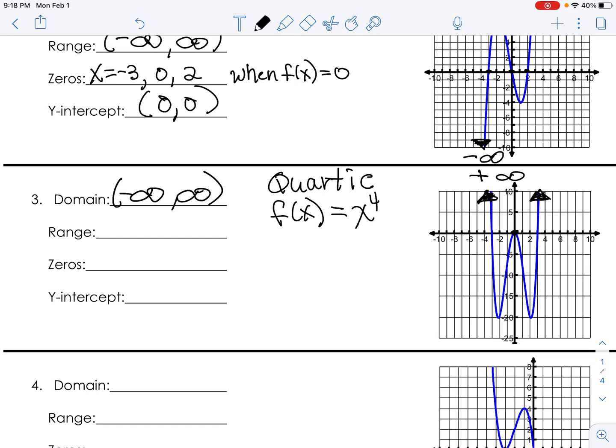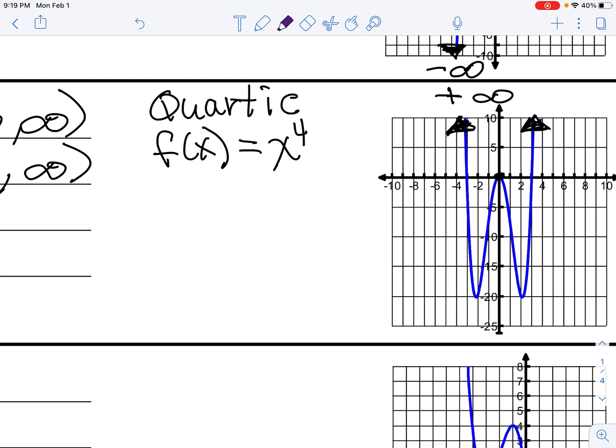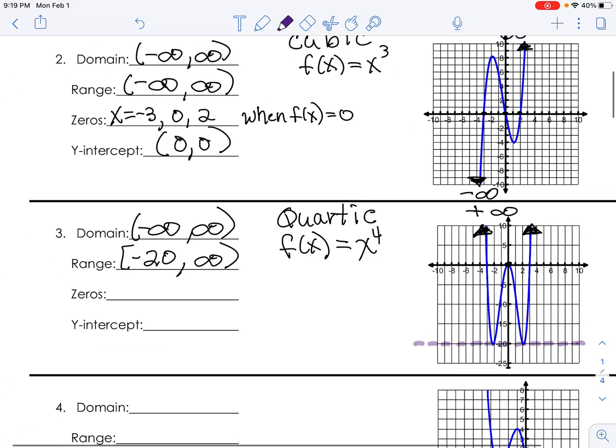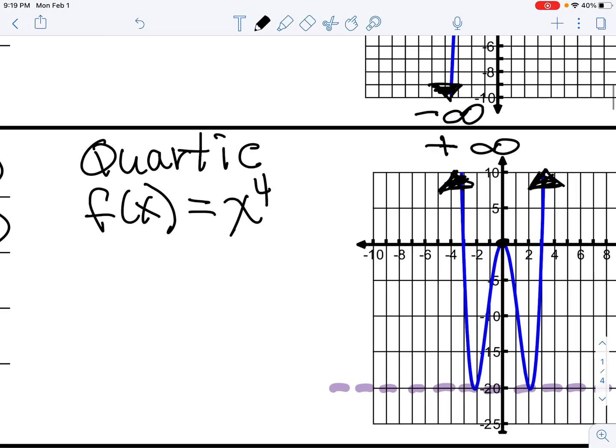The range, lowest y to highest y. So I'm going to let you try to type that answer into Edpuzzle. Okay, the range, -20 to positive infinity. So lowest y. Look at the lowest y there. It's right here. Right? That's your lowest y.